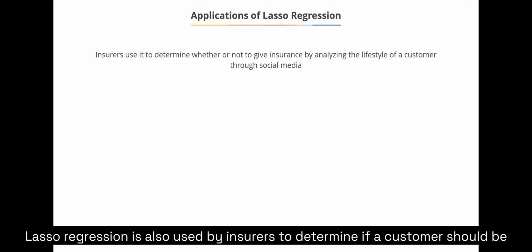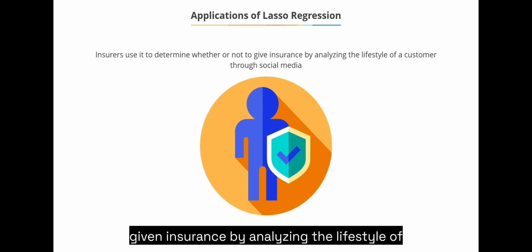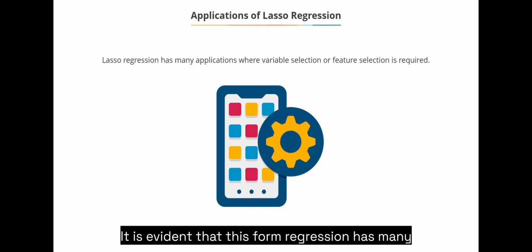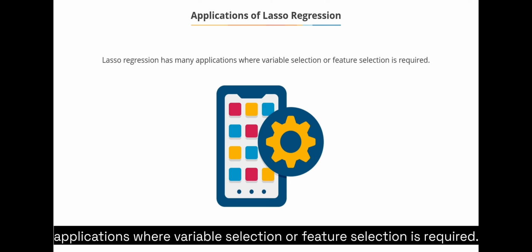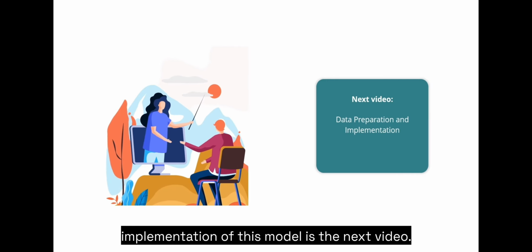Lasso regression is also used by insurers to determine if a customer should be given insurance by analyzing the lifestyle of the customer through social media profiles. It is evident that this form of regression has many applications where variable selection or feature selection is required. Now let us look at the data preparation and implementation of this model in the next video.